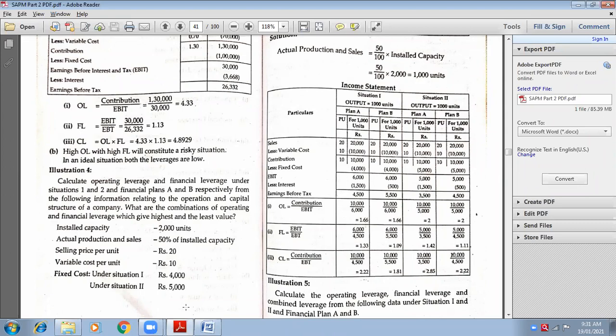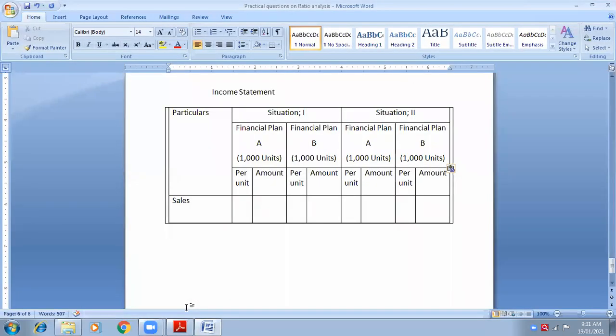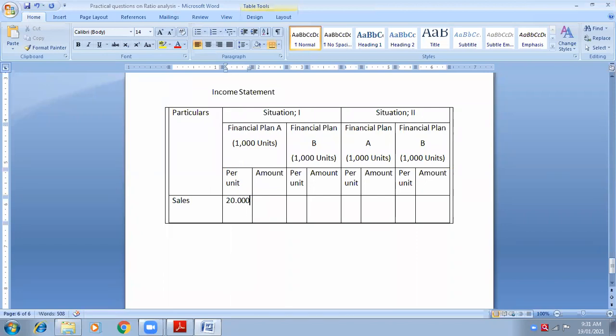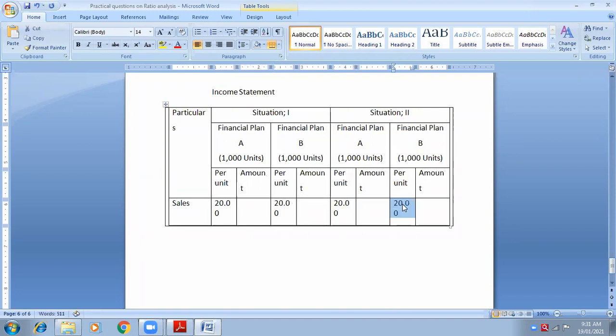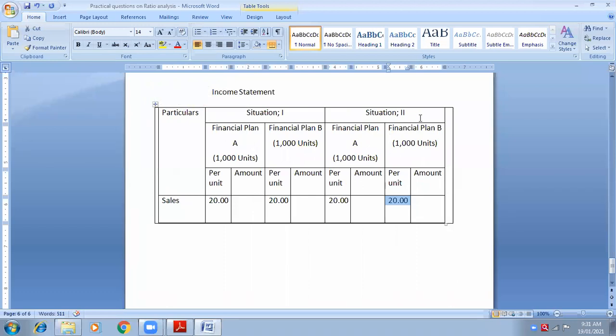Okay. Now, selling price per unit is 20. Selling price per unit is 20. See, they are not saying 20 is for financial plan A and something else is for financial plan B. They are not saying anything as such. So it will be the same for every plan and situation. Is it clear? Yes, ma'am.